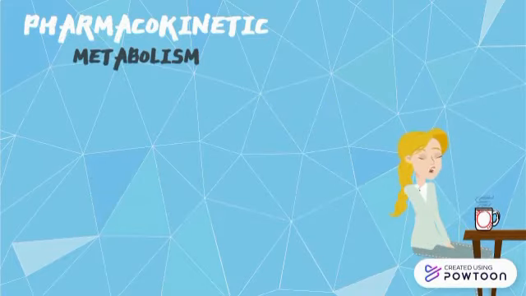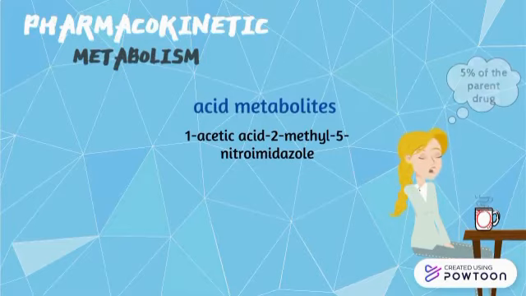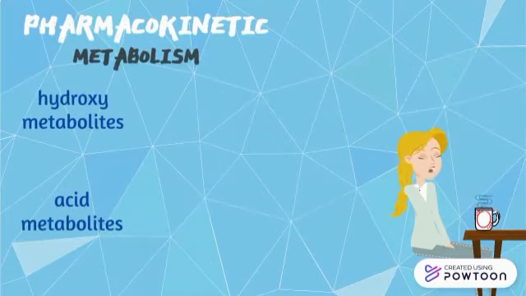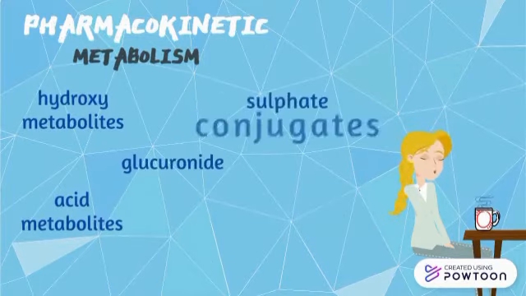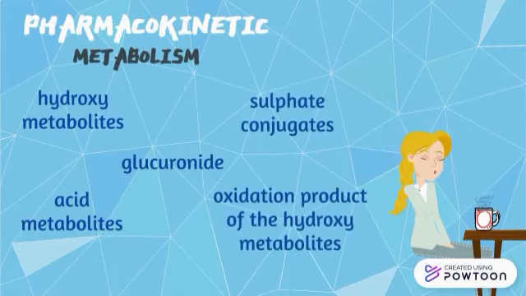The second one is the acid metabolite, which is 1-acetic acid-2-methyl-5-nitroimidazole, which only has about 5% of the activity of the parent drug, and this metabolite can only be detected in patients with renal dysfunction. The other metabolites are glucuronide, sulfate conjugates, and the oxidation product of the hydroxy metabolite.